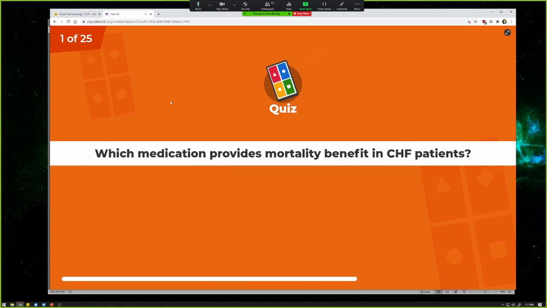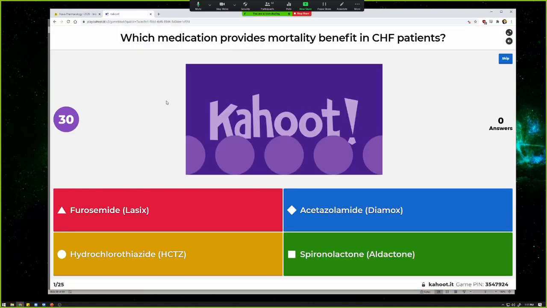All right, so which medication do you think would provide mortality benefit for CHF patients? Would it be furosemide, acetazolamide, hydrochlorothiazide, or spironolactone? What do y'all think?